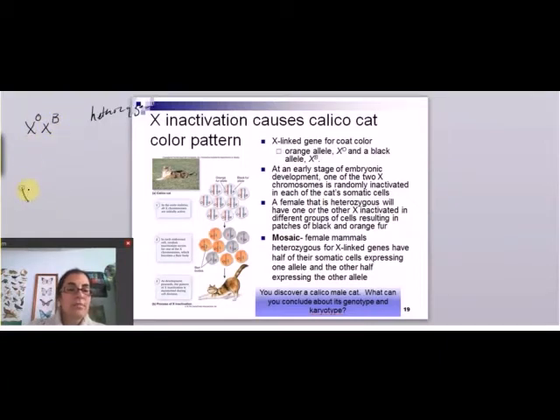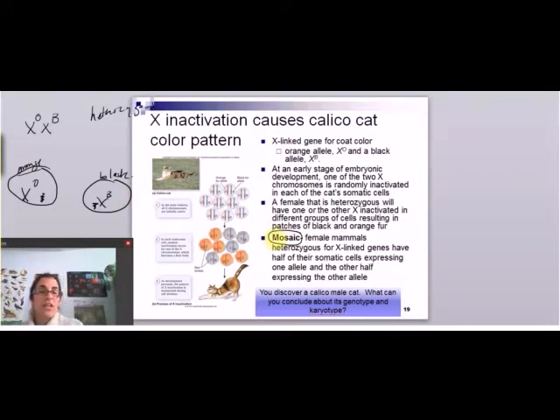Some of her cells will make a bar body out of the black allele, but other of her cells will make a bar body off of the orange allele. So this cell can give rise to orange pigmented fur. This cell would give rise to black pigmented fur. So you see patches of black and orange because the different X chromosomes are randomly inactivated. This is called being a mosaic. Females are a mosaic for their different X chromosomes because they randomly shut off one or the other.